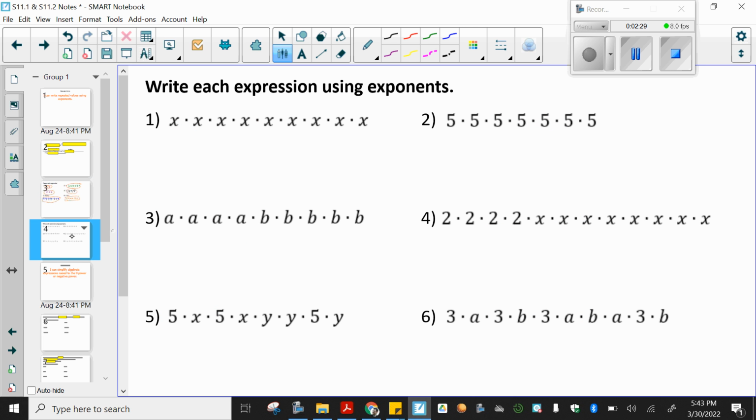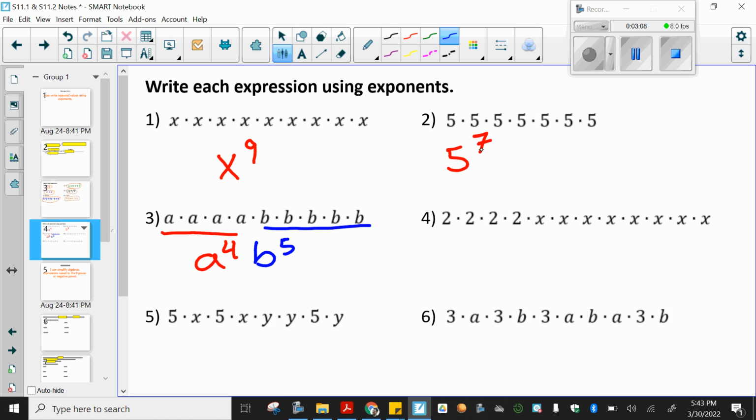So we can actually go the other direction too. To write an expression using exponents, we're going to write what we see, x, and then the little number is the number of times we see it. 1, 2, 3, 4, 5, 6, 7, 8, 9, x to the 9th. 5, 1, 2, 3, 4, 5, 6, 7, 5 to the 7th. All right. Here, look, we have 2. There, a to the 4th, and b to the 5th. So this would be a to the 4th, b to the 5th.